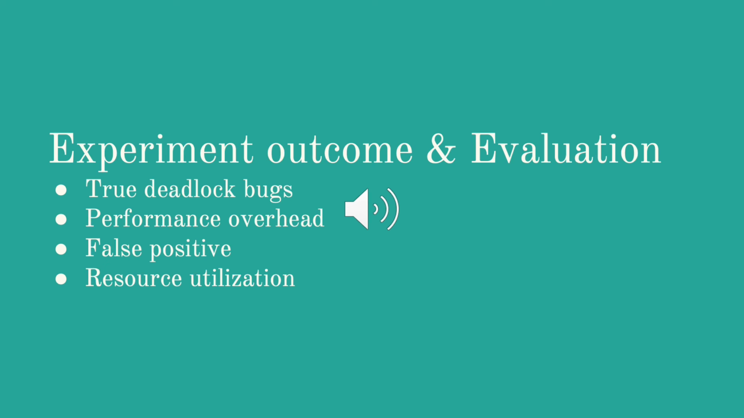About false positives, they got the result related to suffix length. The bigger the depth, the fewer false positives. The final aspect of Dimmunix is how many additional resources it requires, compared to non-immunized programs. The result is insignificant.